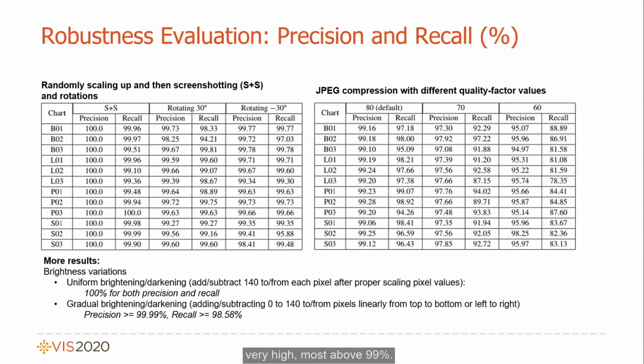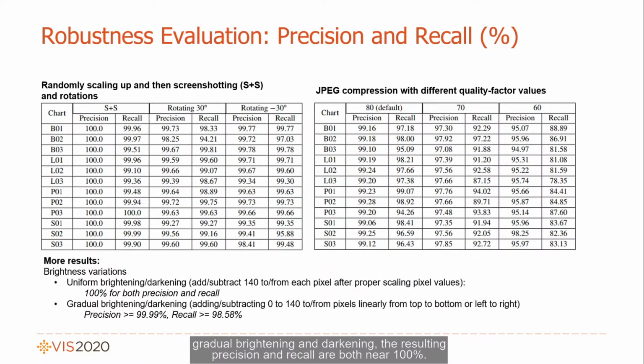Most are above 99%. The right table shows the precision and the recall of the JPEG compression at a quality factor of 80, 70, and 60. We can see that their precision is above 95%, while the recall reduces to about 80% when the quality factor decreases to 60. For uniform brightening and darkening, we get 100% for both precision and recall. For gradual brightening and darkening, the resulting precision and recall are both near 100%.